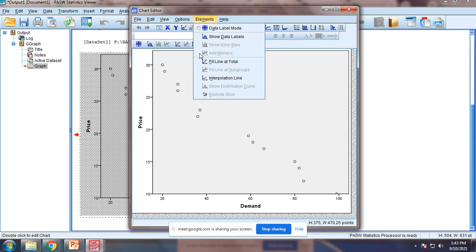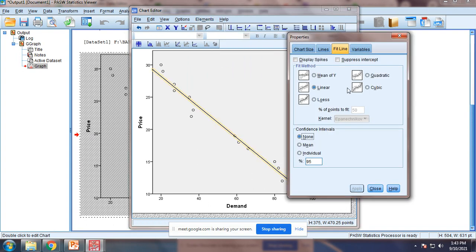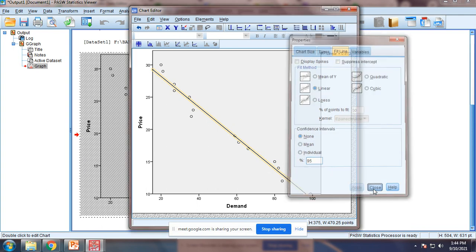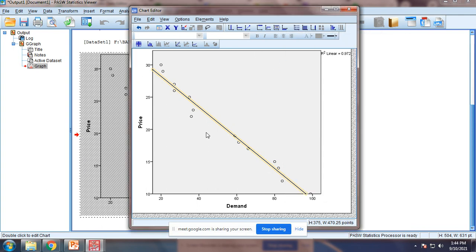ठीक है. Okay. For those who are getting this, okay, elements, fit line at total, select this. Okay, यहाँ पे select linear and click. यहाँ पे linear selected है तो बस ओके करना, अप्लाई करना और क्लोज कर देना. या फिर if you have anything else selected then select linear and just close. Fine. You should have this line coming up.